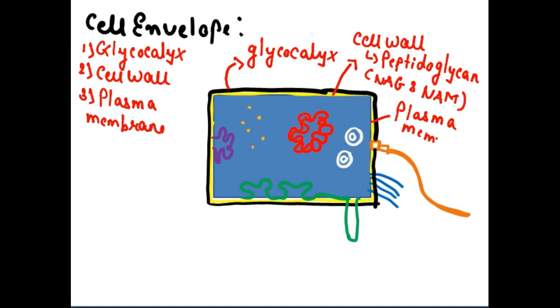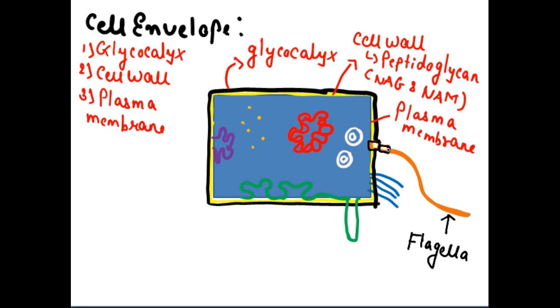Now another structure of the bacterial cell is flagella, which provides motility to the bacterial cell when it is present in an aqueous medium. The flagella consists of three structures: first, basal body; second, hook; and third, filament.